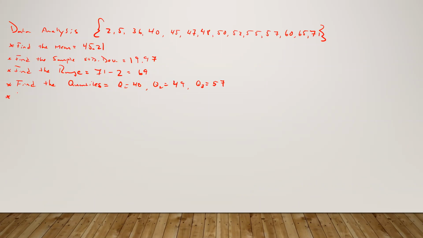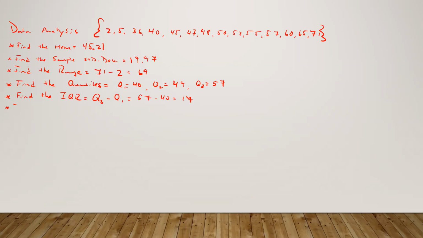The next thing might be to find the interquartile range, the IQR. Does anybody remember the formula for the interquartile range? Q3 minus Q1. Yep. So we just have to, on our own, take Q3 minus Q1. That's 57 minus 40. That gets me 17.